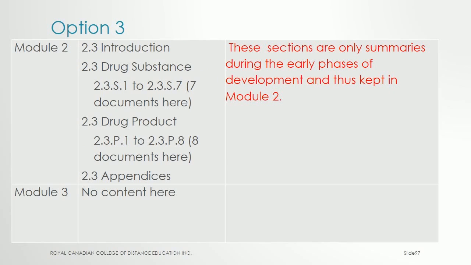Option 3. In this option there is no content in Module 3. All the CMC information is captured in 2.3 Introduction, 2.3 Drug Substance, 2.3 S.1 to 2.3 S.7 with 7 documents, 2.3 Drug Product, 2.3 P.1 to 2.3 P.8 with 8 documents, and 2.3 appendices. These sections are only summaries during the early phases of development and thus kept in Module 2.